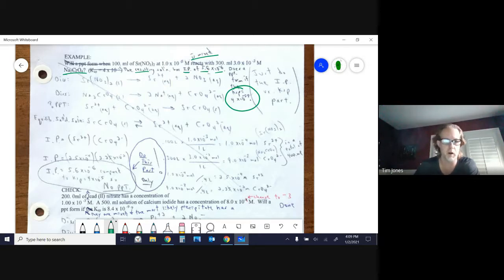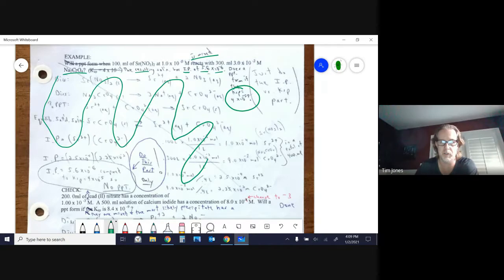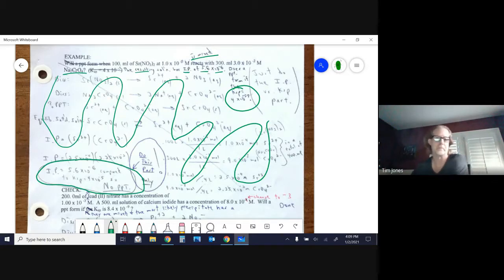So you can ignore all of this stuff. We will do this in the next problem. I'm skipping just to comparing the ion product, which was given in the problem, 5.6 times 10 to the negative 6, to the KSP, which was given. So that's all we're looking at is what I have in this circle right here. All this other work we'll look at in the next problem. We don't need to do all that busy work twice.